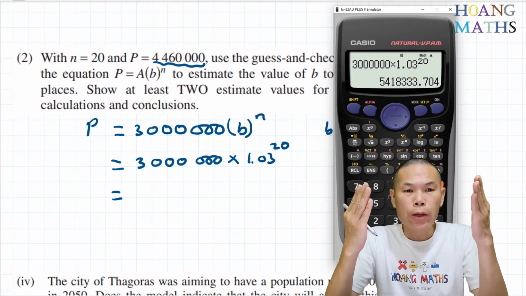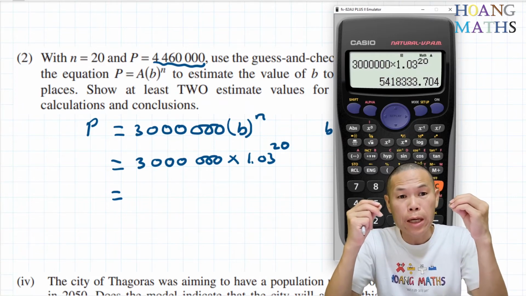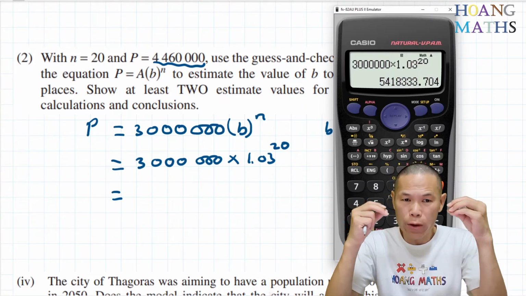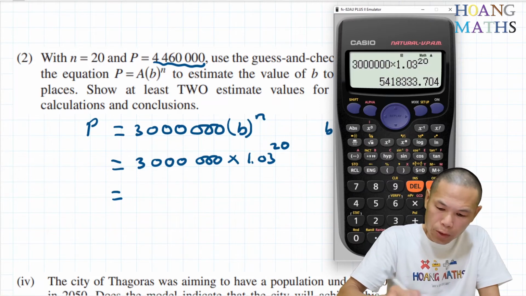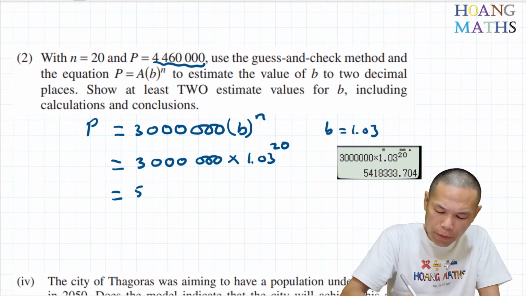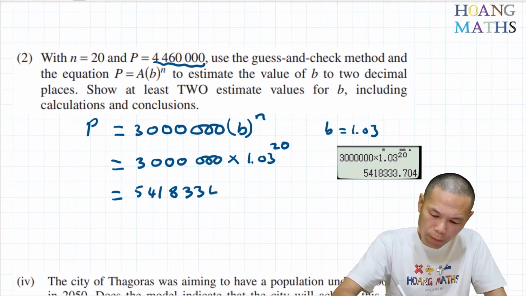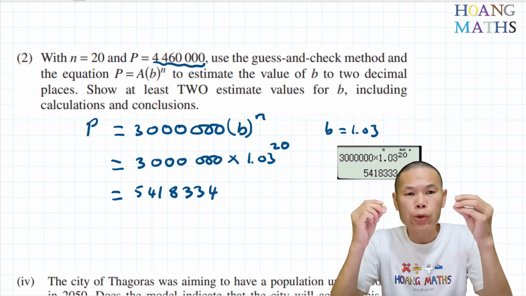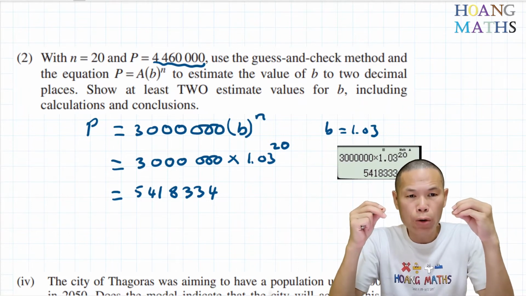So there you go. It's above 5 million. So therefore, we should change the value of B to 1.02. Okay, if it's still too much, then we try 1.01. So let me just write this down. So that is 541,833.4. So now we need to try one level down. So that is 1.02.